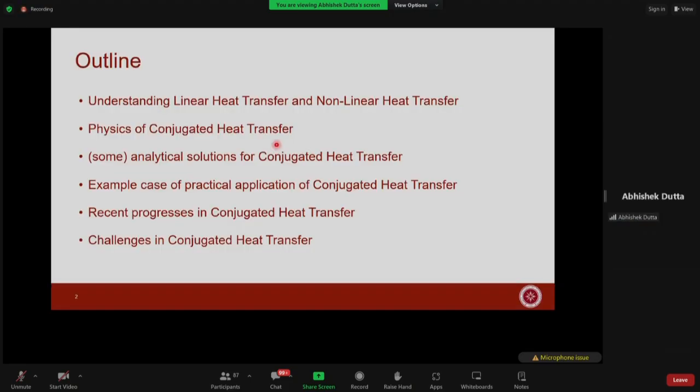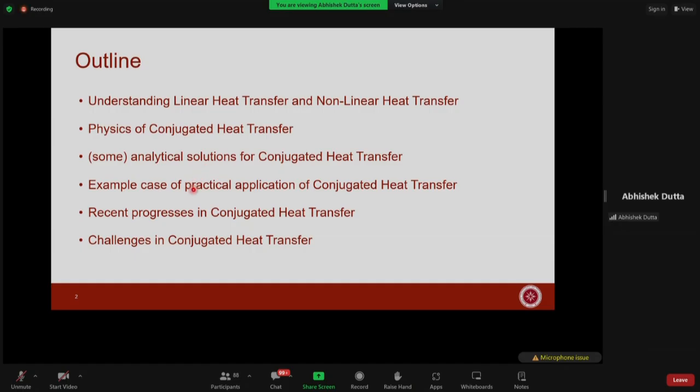Okay. So as usual, the typical drill of any presentation is to let you know what I'm going to present. This presentation is divided into some topics. We are going through the linear and the non-linear aspects of heat transfer. We'll try to see what they are. Then we'll talk about the physics of conjugated heat transfer. Then some, as I said, with a bracket, which means there is no complete list of analytical solutions for different aspects of conjugated heat transfer. There are only some solutions available, and this will also be discussed with you.